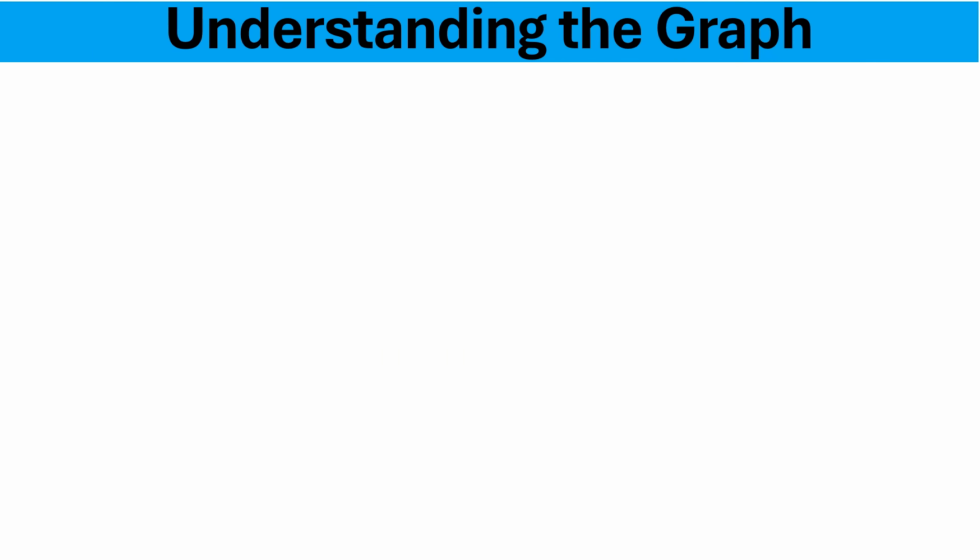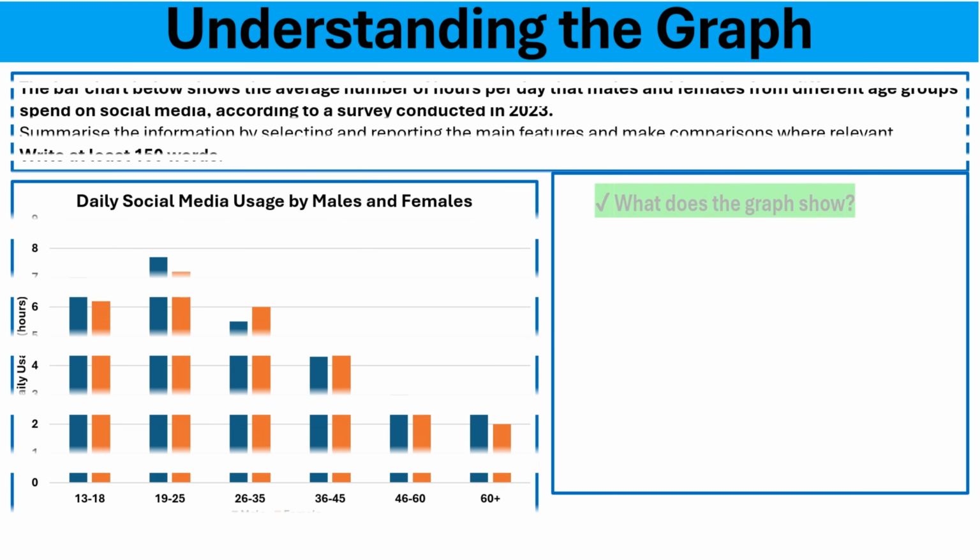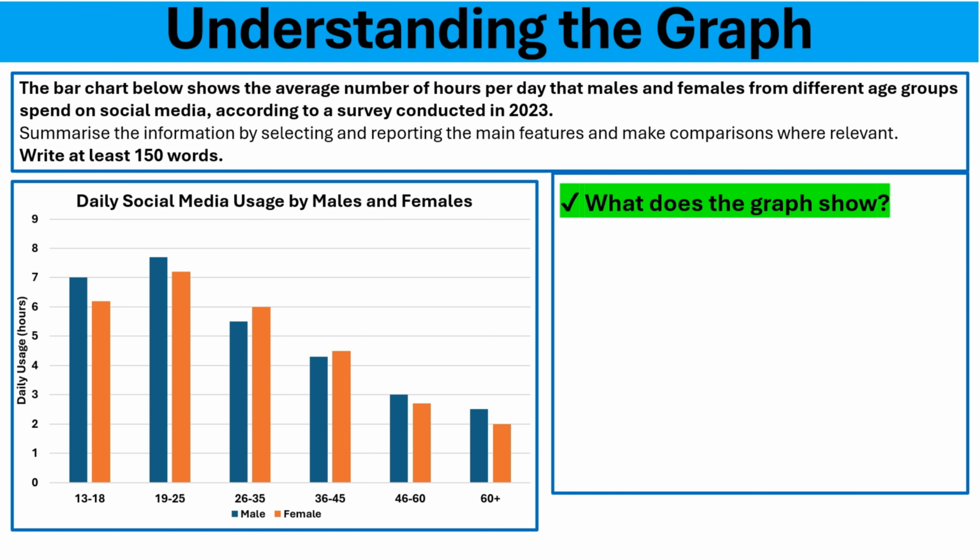Now let's take a closer look at the bar graph we are working with. First, what does the graph show? It presents the average number of hours per day that males and females from different age groups spend on social media, according to a survey conducted in 2023.